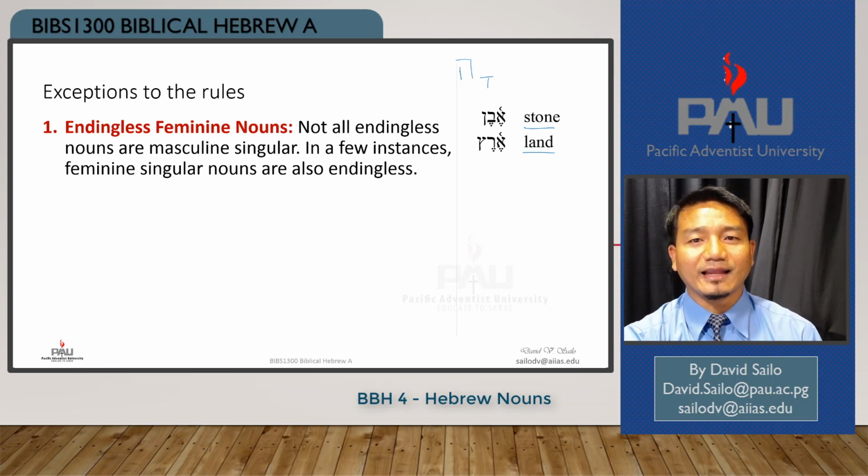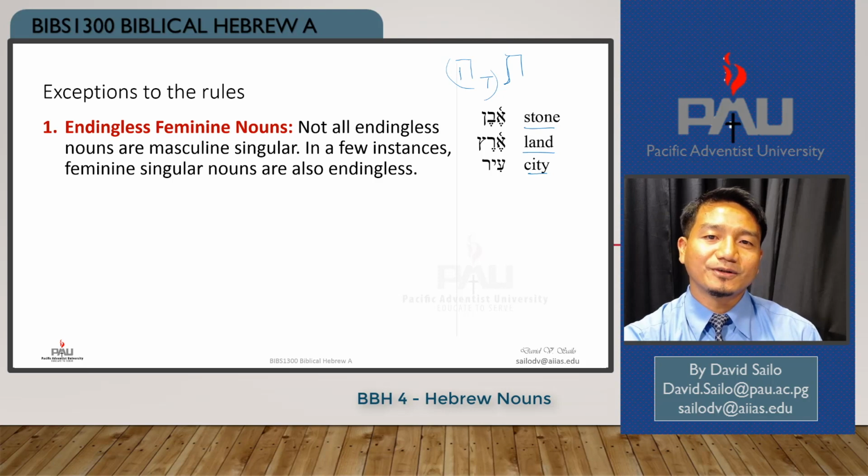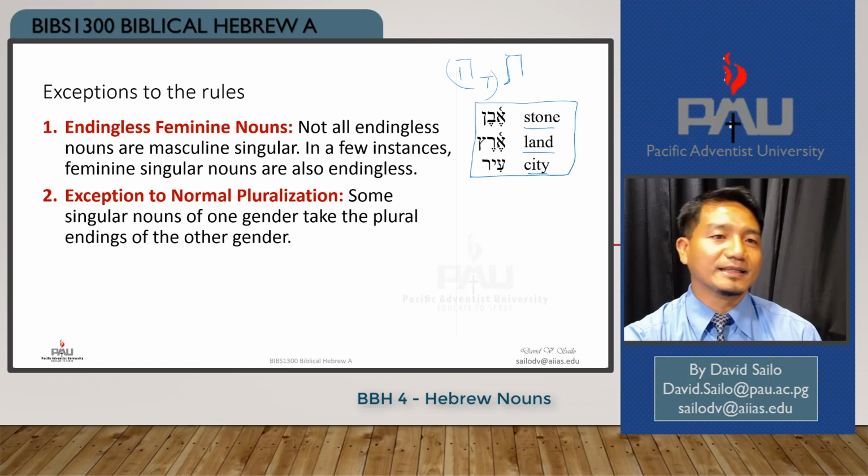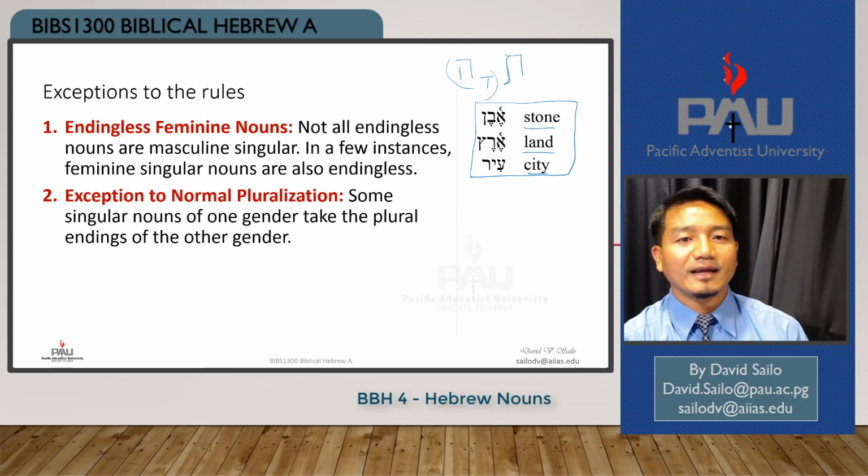So these are endingless feminine nouns. And again, land, eretz, is another feminine noun. Let's look at city, ir. See, it doesn't have this form or any of those tau. It doesn't have it. So these are endingless feminine nouns. So not all endingless nouns are masculine. Okay, you just need to be aware of that.